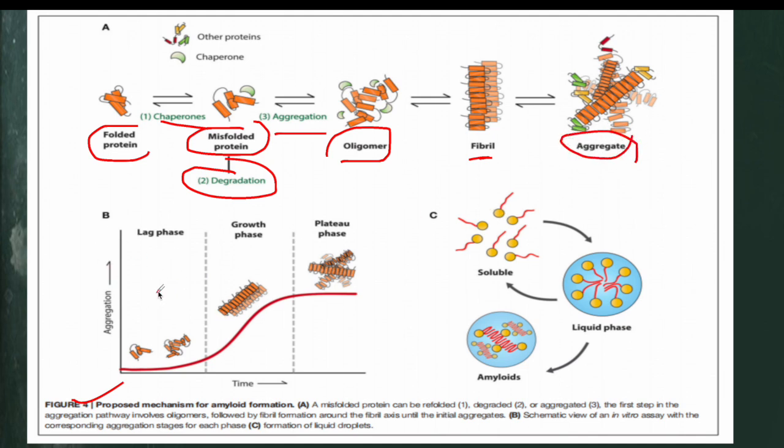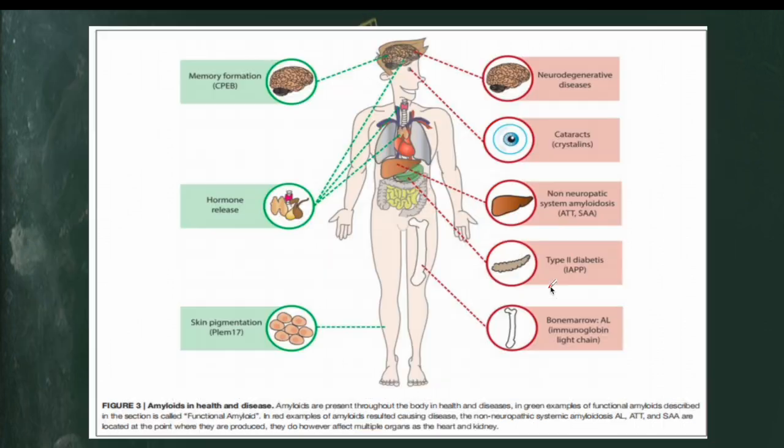Now in this graph you can see aggregation versus time. So there are 3 phases: lag phase, growth phase and plateau phase. In the lag phase you can see the oligomers are trying to form. Then in the growth phase the fibrils increase exponentially, and in the plateau phase the aggregates are formed. And in the last pic you can see the formation of liquid droplets.